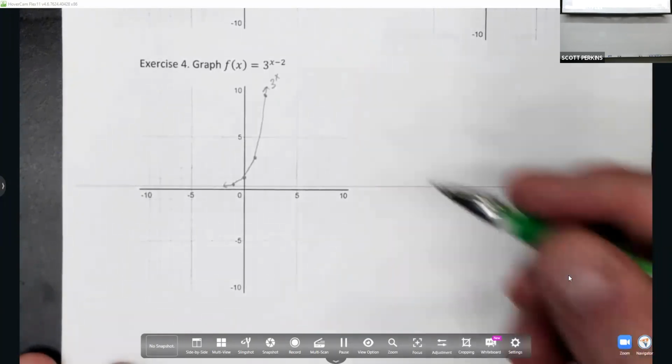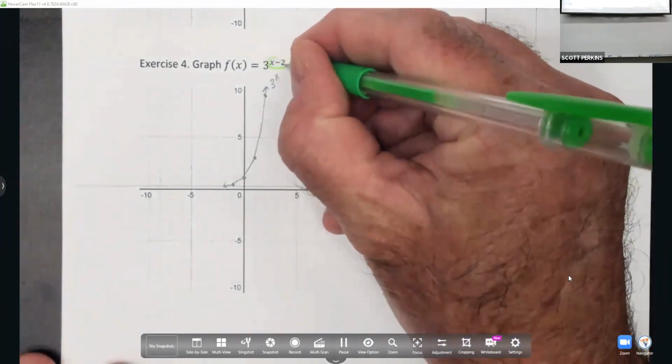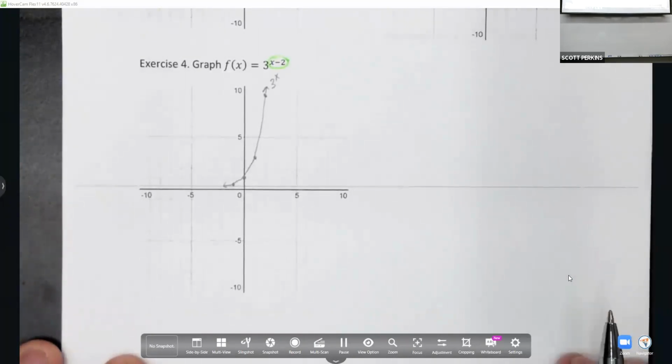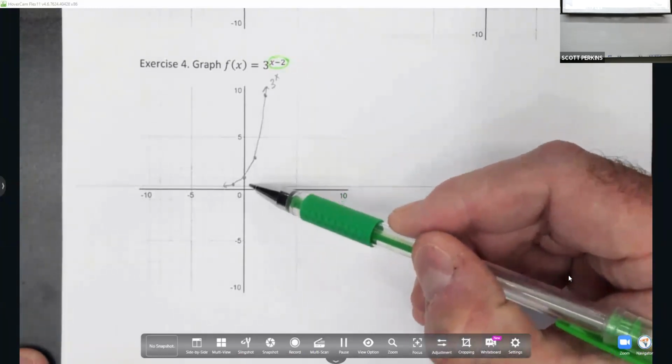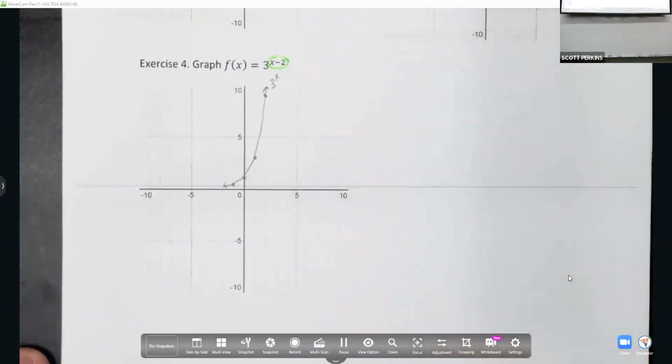All right, this time the -2 is up here with the x. What is that going to do to my original graph? It's going to move the whole thing to the right, the positive x direction, 2. So in pencil, I've just reproduced the 3 to the x graph from the previous page. So I'm just going to take that graph and move the whole thing right 2.